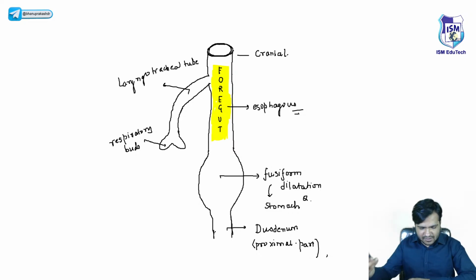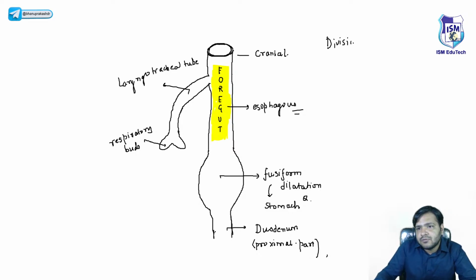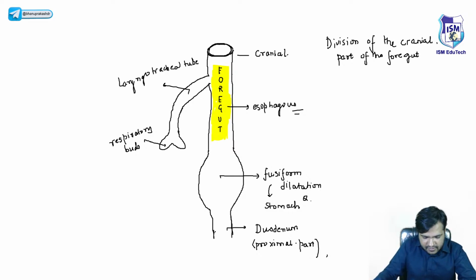Now, if you want to write something over here, I'll just draw a flow chart now. Not to worry, because this is an important question in theory exams. So remember, guys, division of the cranial part of the foregut. What will it give rise to? Immediately caudal to the primitive pharynx.